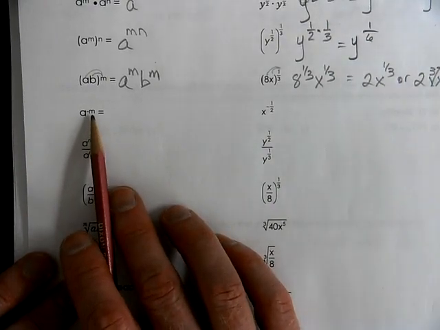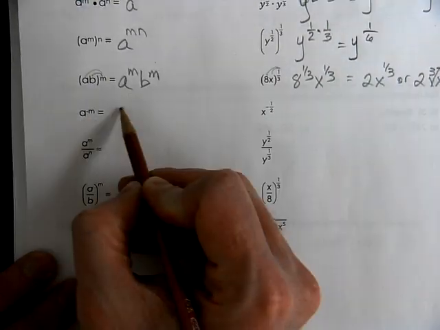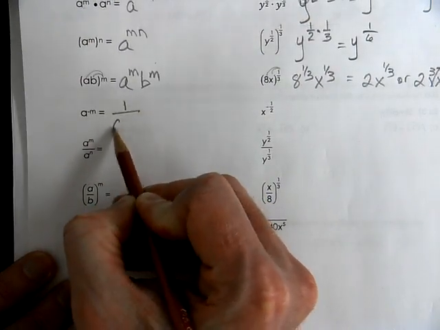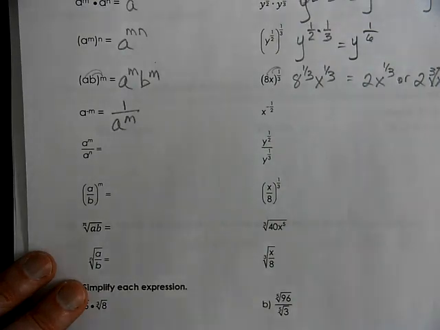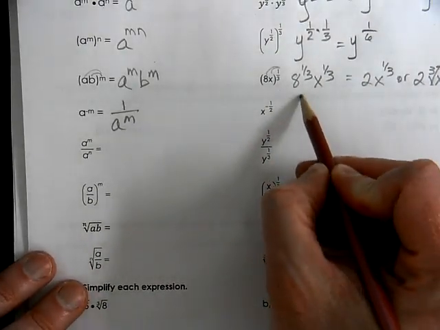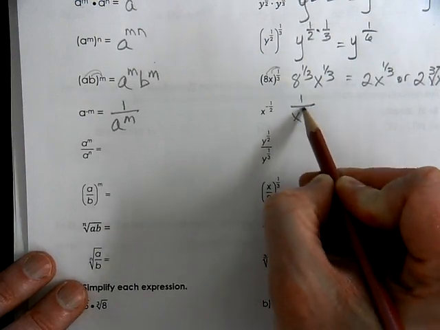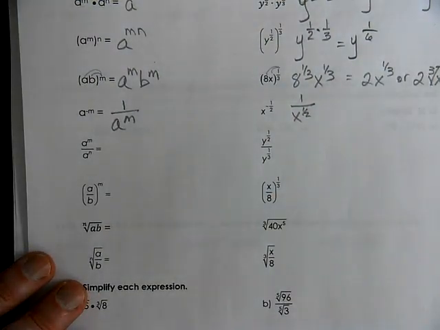This is a negative next to the m. So if you have a negative exponent, that means you're going to write it in the denominator, but it's going to be positive. Well, we do the same thing here. That's x to the 1/2 power, but it's in the denominator. 1 over x to the 1/2 power.